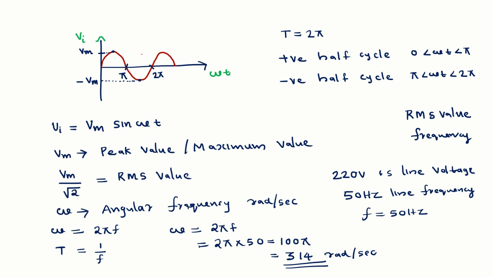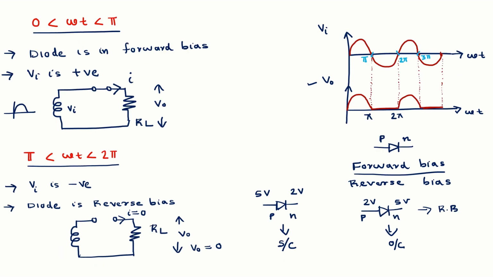In the positive half cycle, the diode is in forward bias. That means a current is flowing through the diode. In the negative half cycle, the diode is in reverse bias. That means no current is flowing through the diode, so zero output voltage. So the output of the half wave rectifier looks like this. The output voltage has a value only in the range 0 to pi, and a zero value from pi to 2 pi, and this cycle repeats. This is the output waveform of the half wave rectifier.